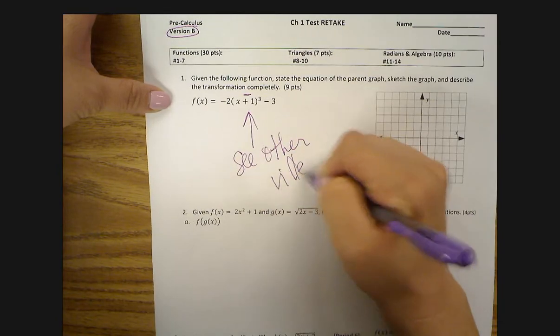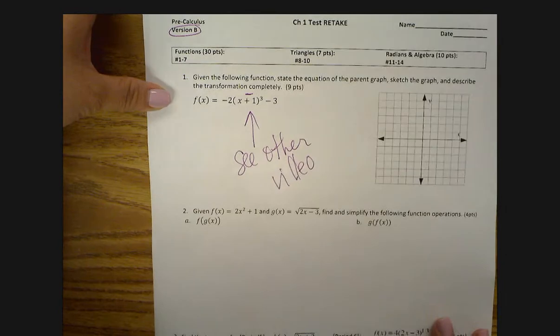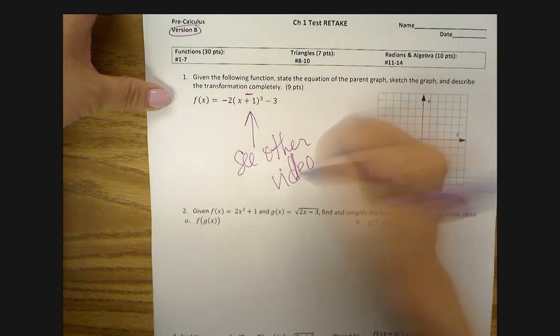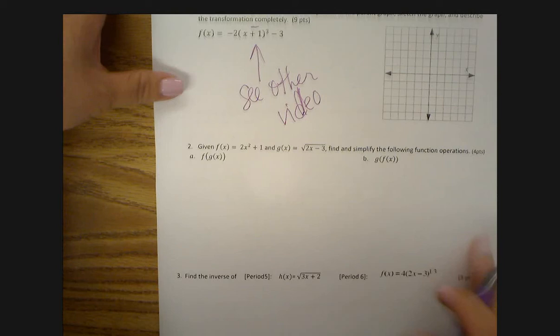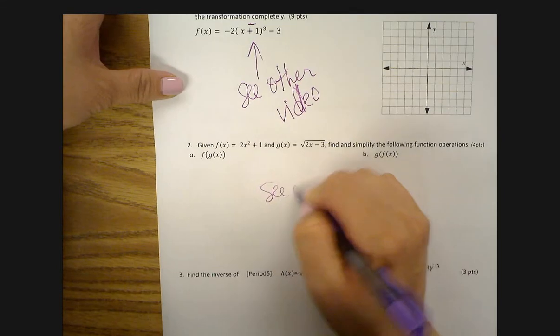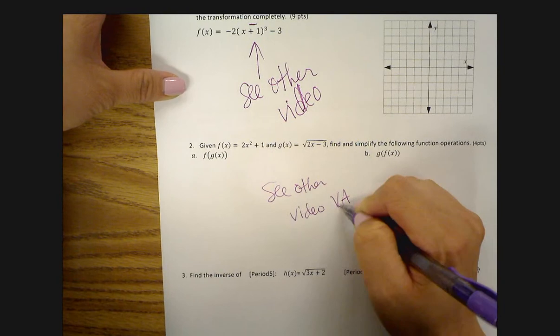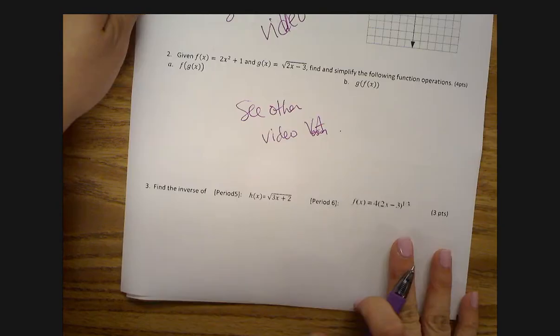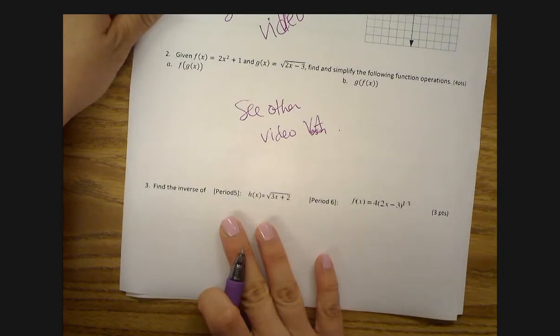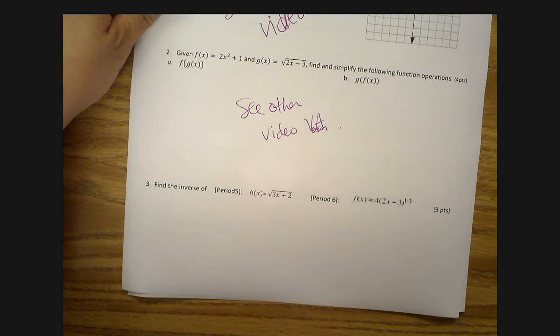Oops, sorry, it's really late. I can't write. Okay, this one is the same. See other video for version A. Okay, this one, period 5, is the same, I think, as version A.